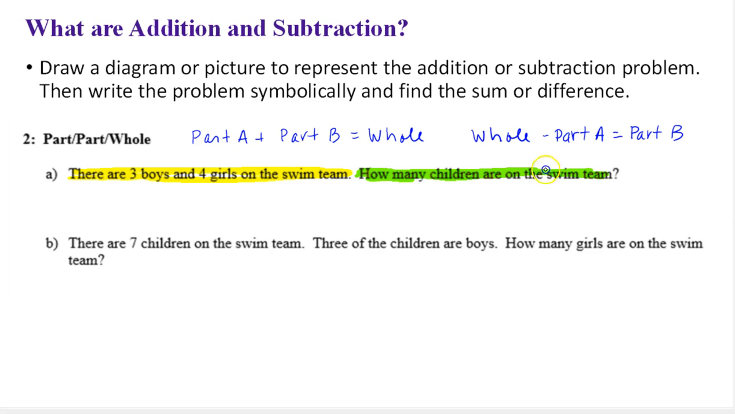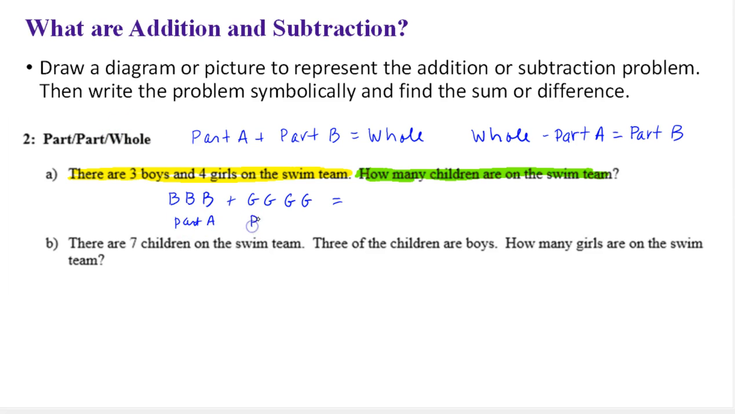So notice there's not an action, there's not an original amount, there's not an action or a change like the last problem. We're basically saying that we have a whole, which is the swim team. It's made up of children. Boys and girls are both children, but we're breaking them into 2 groups. Boys and girls, we could break them into people with brown hair and blonde hair, if that's the only hair colors we had. So we could say, let's use B for boy. So we have 3 boys and 4 girls. Okay. So this is part.